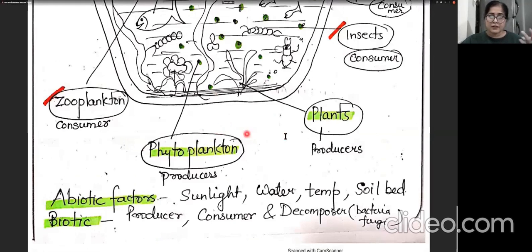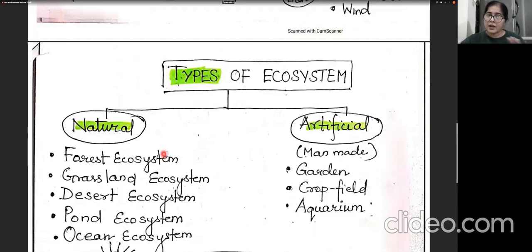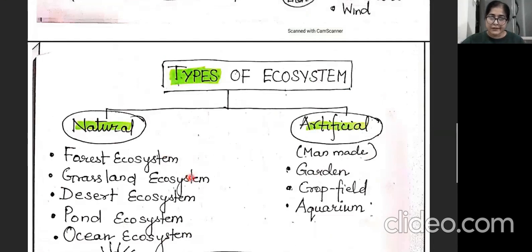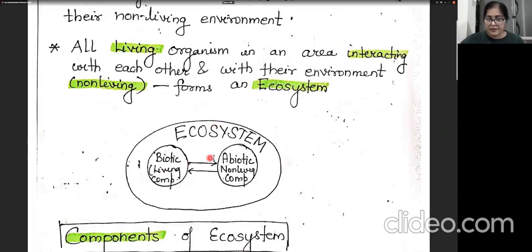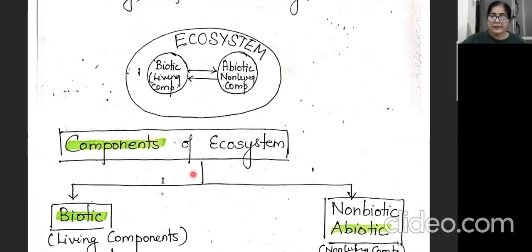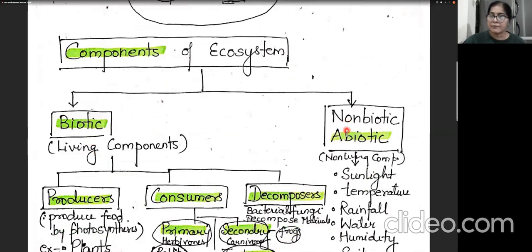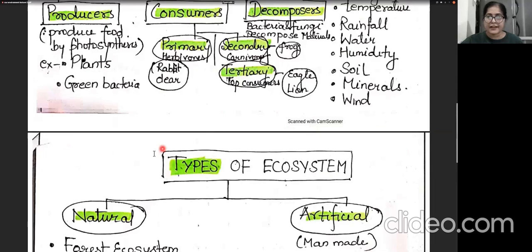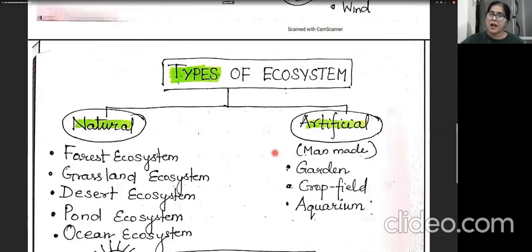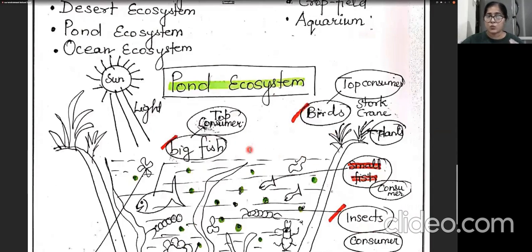So in this way, we have explained all the components and types of ecosystem. I'm going for a quick revision. An ecosystem is the unit that shows interaction of biotic components with each other, as well as with the abiotic environment that surrounds them. Two types of components are there: biotic components and abiotic components. Biotic: producers, consumers, decomposers. And abiotic: environmental factors. Types of ecosystems: natural and artificial. And the pond ecosystem is just one example to explain everything about the ecosystem.